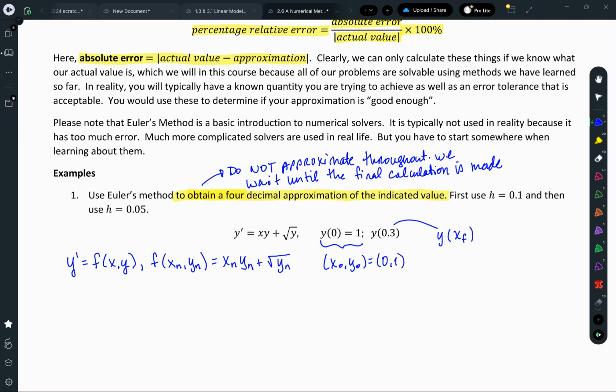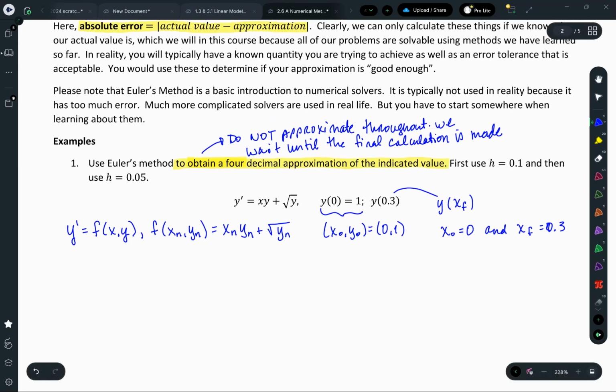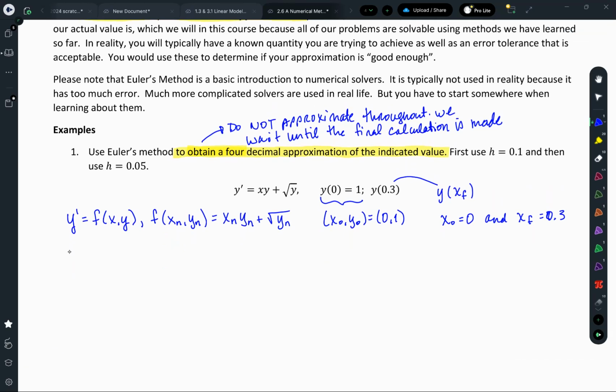Okay, so this tells me that right now what I know is that x naught equals 0 and x final equals 0.3. So I'm using information about my solution that I know when x is equal to 0 in order to approximate what might be happening with my solution when x is 0.3. Okay? So we have to calculate a few things before we can go forward. We're going to deal with the first case first. So h is equal to 0.1.